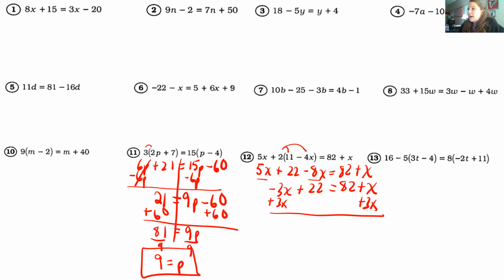So I have 22 equals 82 plus 4x. Then I'm going to get rid of 82. So that would be -60.